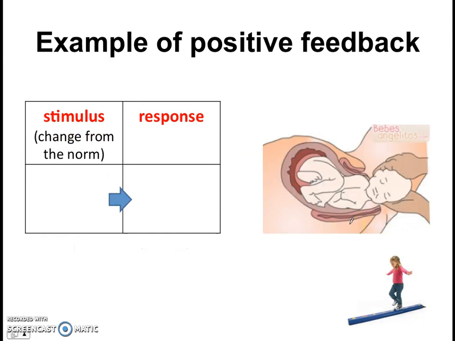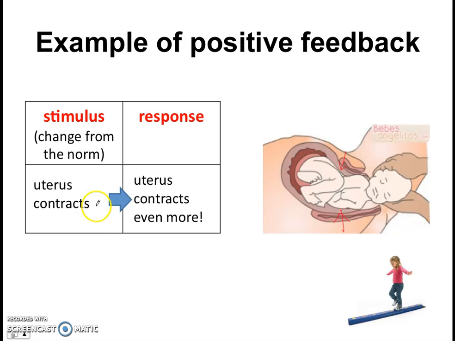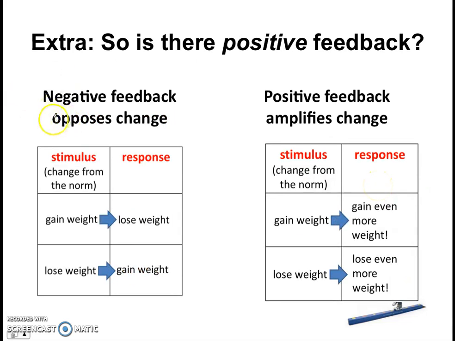Another example of positive feedback would be in childbirth, right? And in the case of childbirth, the stimulus would be that the uterus contracts, right? So imagine the uterus is contracting and pushing this baby out. The response would be that the uterus would contract even more. So what happens is that the uterus contracts, and this stimulates the production of more of a hormone called oxytocin, which you'll learn more about later. And this hormone stimulates the uterus to contract even more, so that the baby will be pushed out as fast as possible. Alright, so the key point here is that negative feedback opposes change, but positive feedback amplifies change.